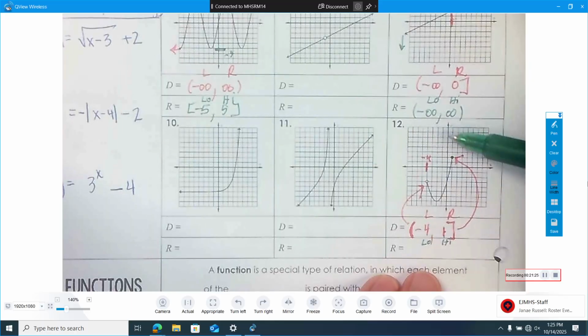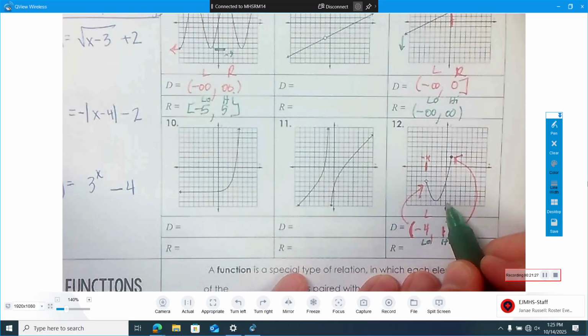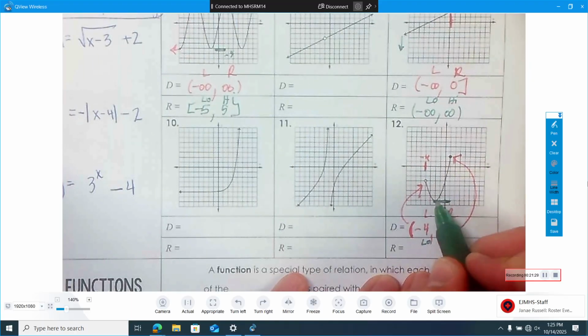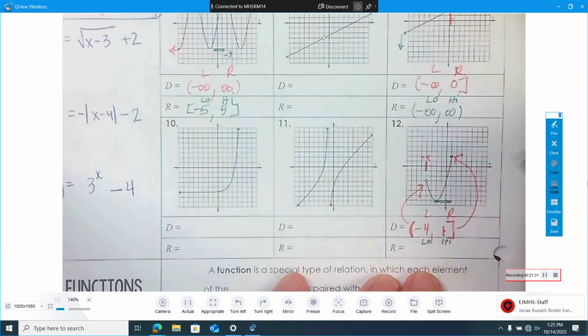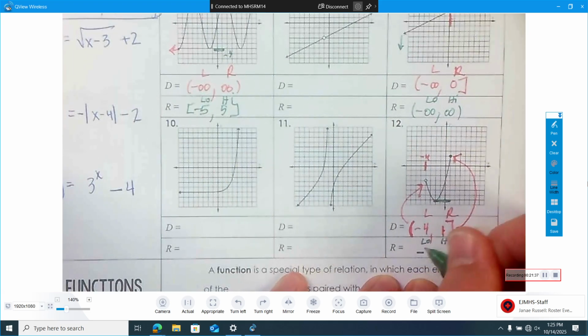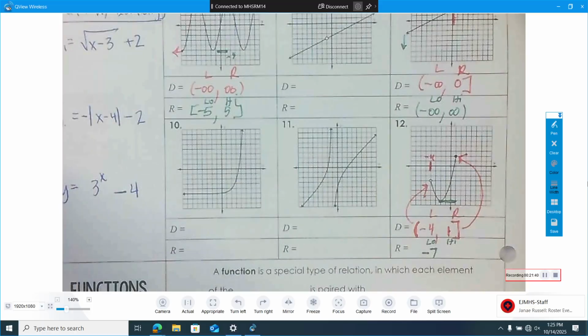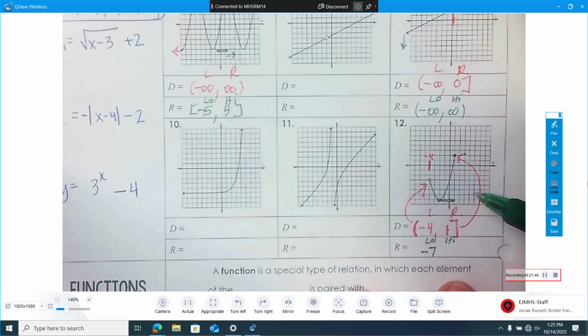What's our lowest y value? -8. 1, 2, 3, 4, 5, 6. Wait, 1, 2, 3, 4, 5, 6, 7. -7. Right? Yes. All right. -7. And then how high does it go? 2. All right. Bracket or parenthesis at -7?